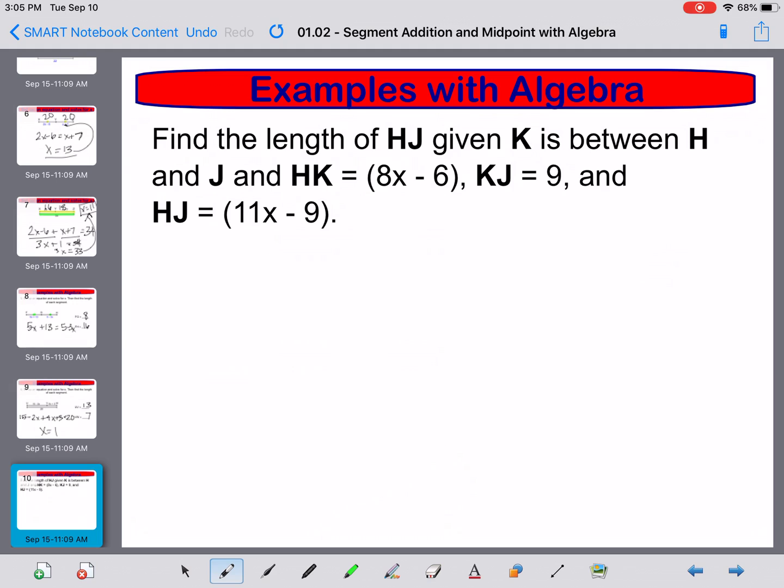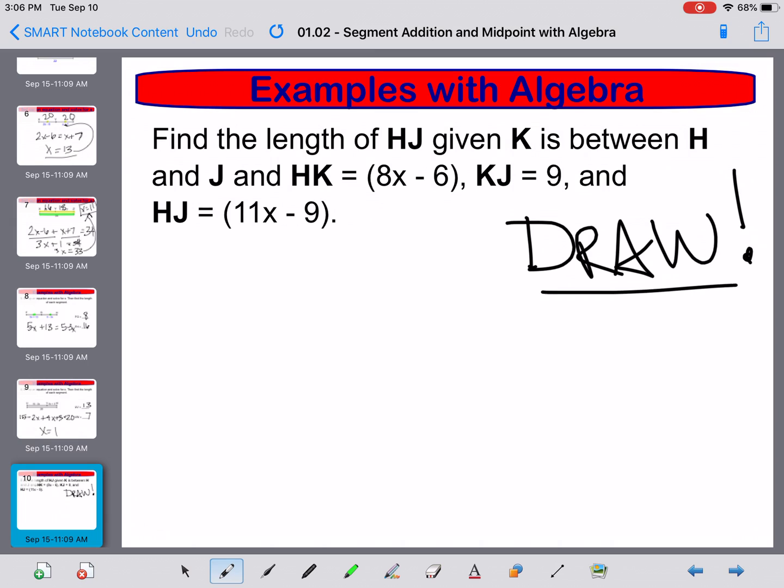Okay, now we have a situation but no picture. So the biggest thing that I can tell you is to draw a picture, please. It's going to help you be able to see what's going on instead of trying to guess or assume. Now, this whole thing has nothing to say about congruency, so I can't assume that it's congruent. So I know that HJ, which would look like this one.